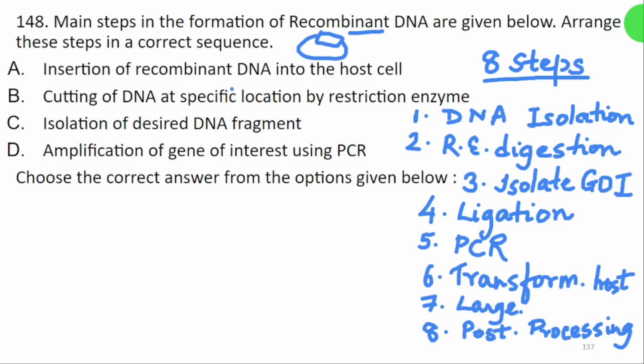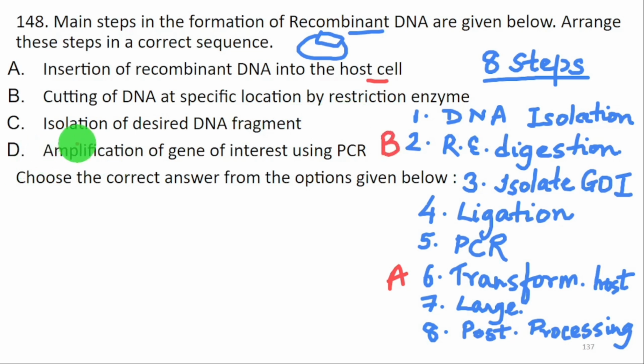Insertion of recombinant, okay, I will use a different color now. Insertion of recombinant DNA into the host cell. Insertion into host cell, that is called transformation. So this is A. Next one, cutting of DNA at a specific location by restriction enzyme. Restriction enzyme digestion. This is B.